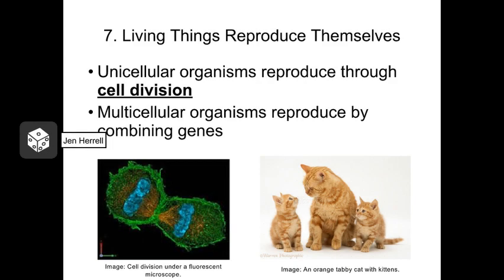Characteristic of life number 7. All species have to be able to reproduce themselves in order to continue existing on the planet. Single-celled organisms, such as these shown here, tend to reproduce by dividing, by sort of cloning themselves and splitting in two. Multicellular organisms have more complex ways of reproducing themselves by recombining their genes with other individuals, or sometimes they have some tricky ways of cloning themselves as well.